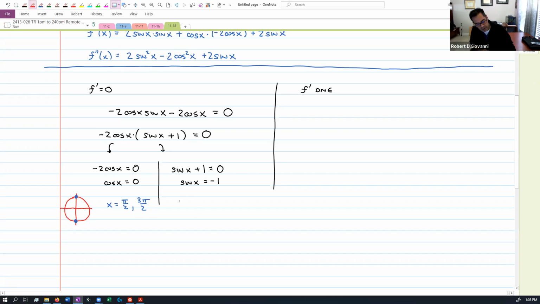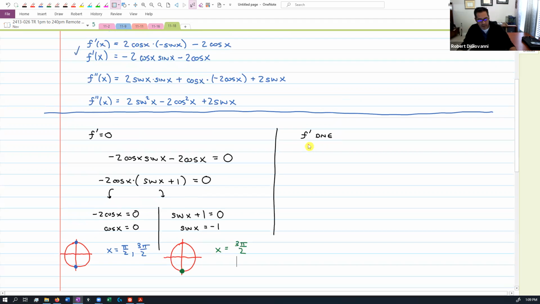Now, the other equation, I want to know where sine is -1. Sine is the y coordinate. So where's the y coordinate -1? Right down there, and that happens at x equals 3 pi over 2. But we already have 3 pi over 2 from this over here, so we've kind of got it twice. That means we only need to consider one of the answers. They're the same answer. So far, we have 2 critical numbers.